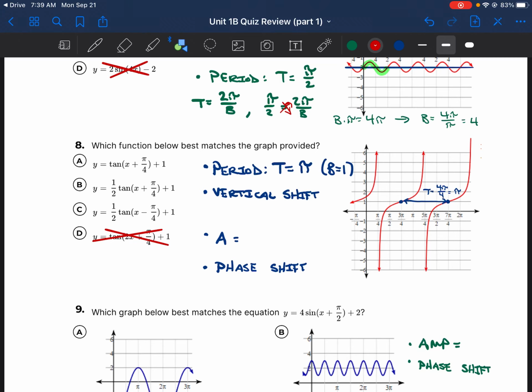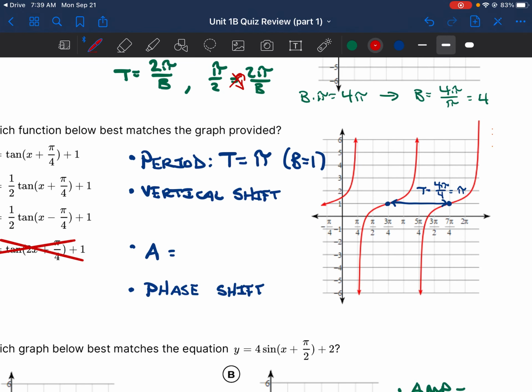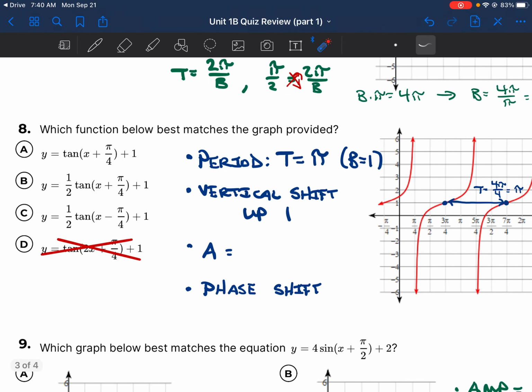Okay, now let's think of vertical shift. If you think about the original graph of tangent, these points would have rested on the x-axis. So with these points being shifted up 1, we know that we have a vertical shift of up 1. Let's be consistent with our colors here, up 1. However, if you look at your answer choices, they all have vertical shifts of up 1, so that's not going to help us too much.